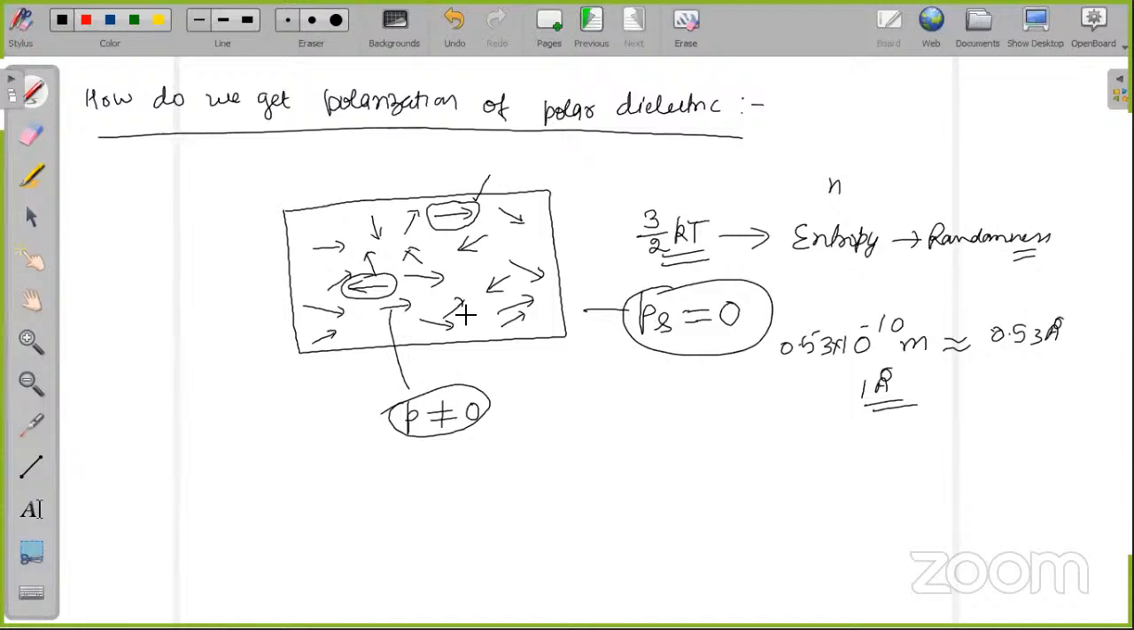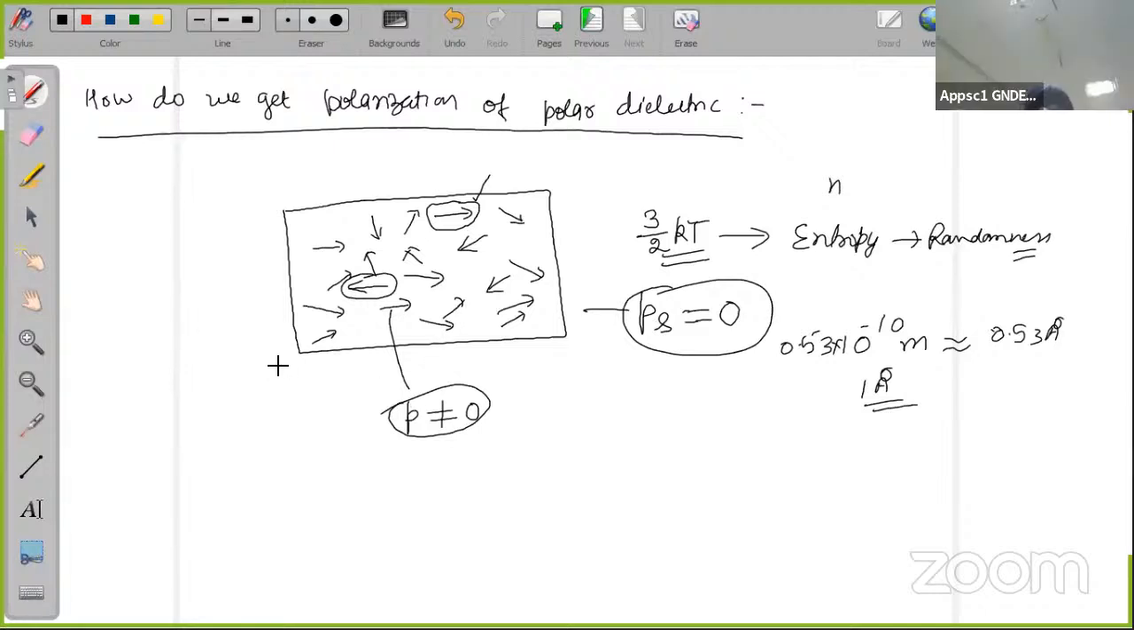So the net dipole moment of this water sample is 0 when it is in the absence of an electric field, right? Outside the electric field, under natural conditions. In the absence of electric field. You are correct. Now I am going to create polarization of this.